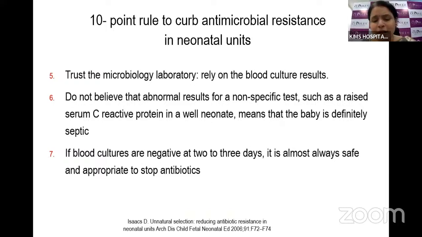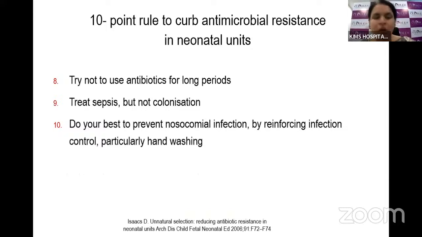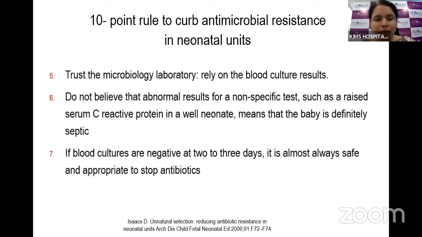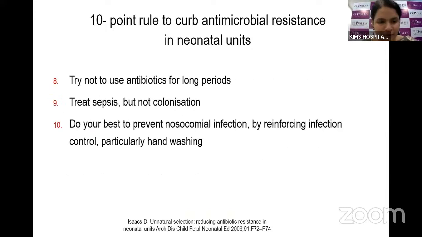Seventh, if blood cultures are negative at 2 to 3 days, in most cases it is almost always safe and appropriate to stop antibiotics unless the baby has already come with prior broad-spectrum antimicrobial cover. This may lead to a low yield in the blood cultures or because of inappropriate technique of collecting blood cultures. Eighth, try not to use antibiotics for long periods. Ninth, treat sepsis and not colonization.